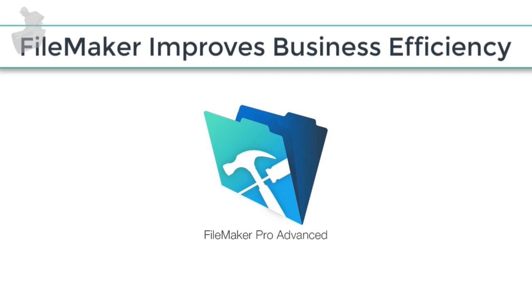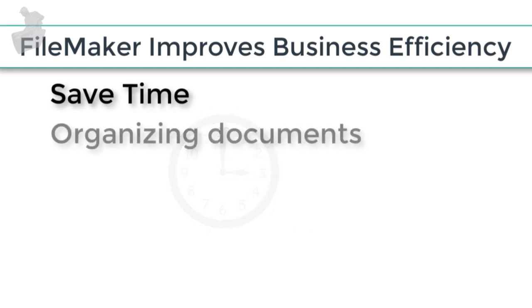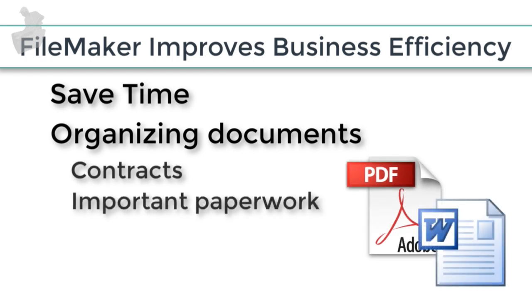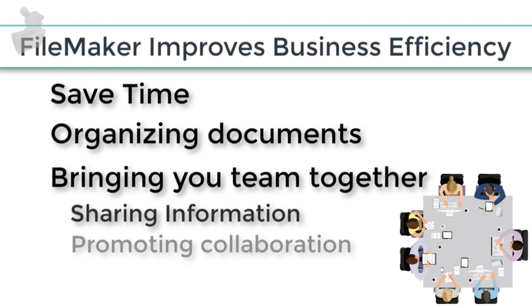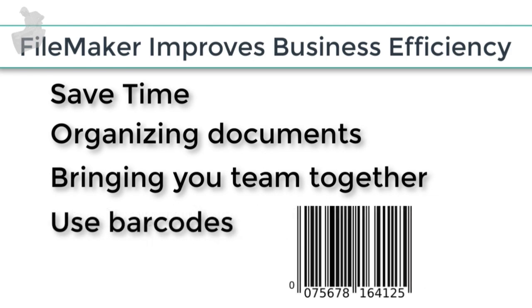So for those of you who've been using FileMaker for any period of time, you understand that FileMaker can make a huge improvement to your business efficiency, saving your team a ton of time, organizing your digital documents, your scanned contracts, important paperwork, bringing your team together, sharing your information in a central location. FileMaker brings tremendous efficiencies to organizations everywhere. Now, to double down on your efficiency, some businesses may choose to leverage barcodes on top of that.